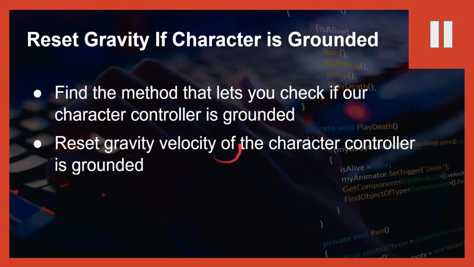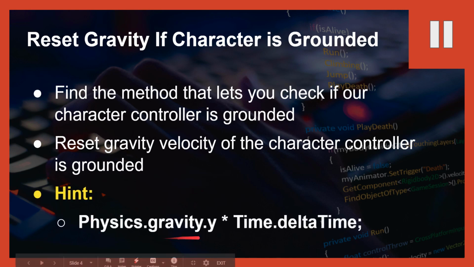This should be if the character controller is grounded, and I'll just give you a hint of what the velocity should be. It should be physics.gravity.y times Time.deltaTime. Now, it doesn't need to be this exact value, but you can use this and it works pretty well. So pause the video and then go ahead and do some research, find out what you need. Everything you need is right in here. So I'll see you in just a bit.